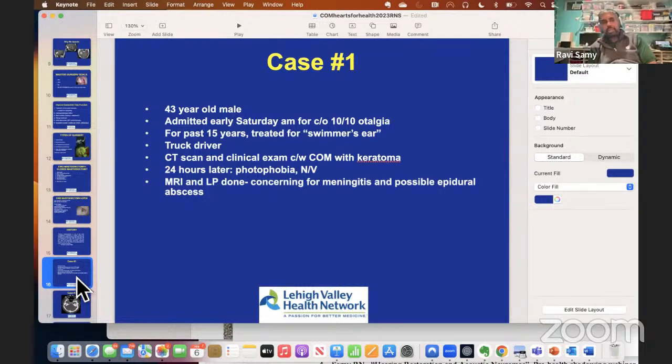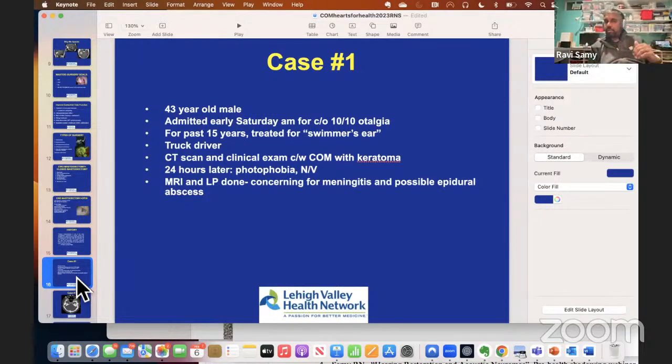So a 43-year-old gentleman, very nice man, came to the University of Cincinnati ER, and he had 10 out of 10 severe ear pain. He's a truck driver from California, if I remember correctly, San Diego area. And I actually tell my residents and fellows, when you're presenting the patient to me, I need to know what makes that 43-year-old different than someone else.